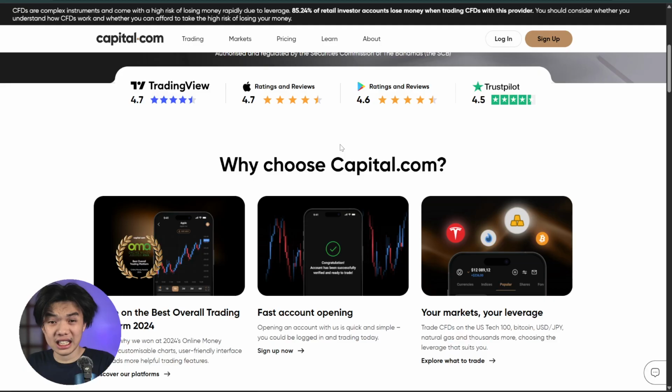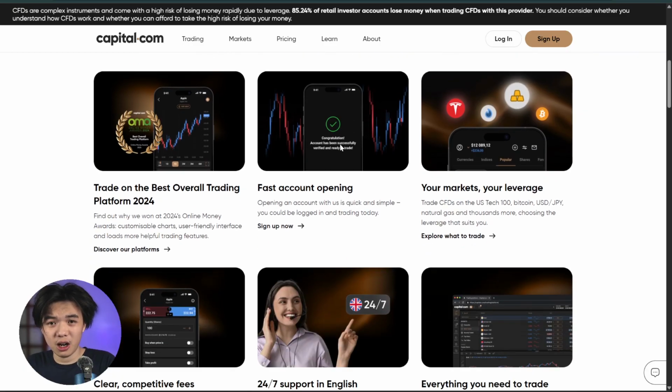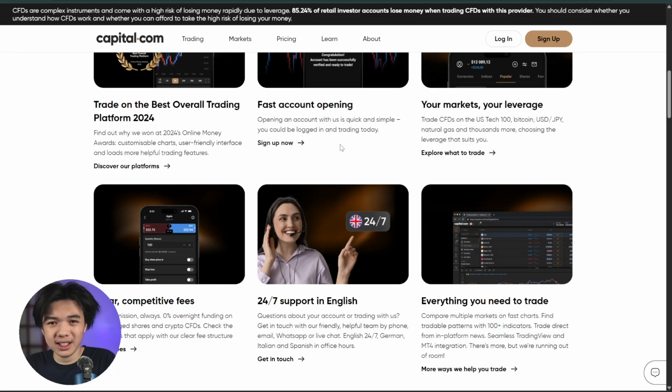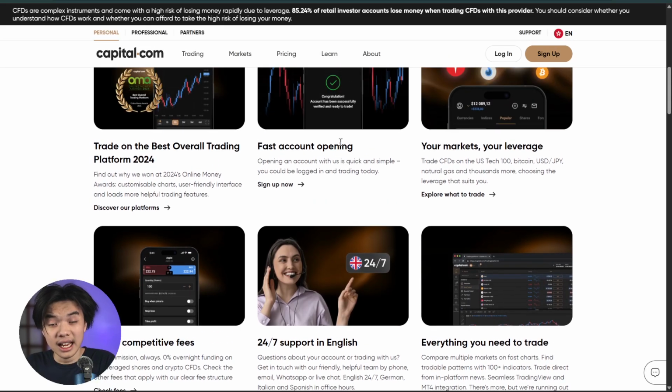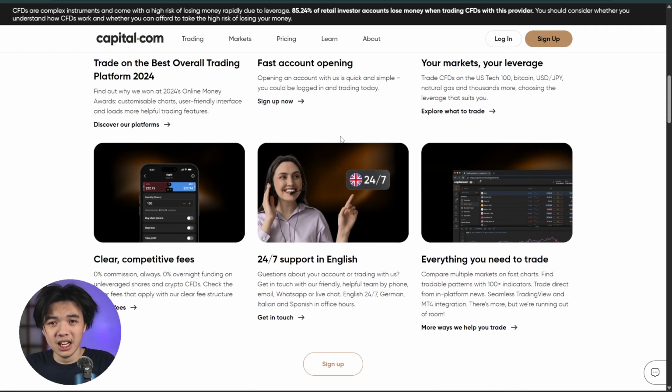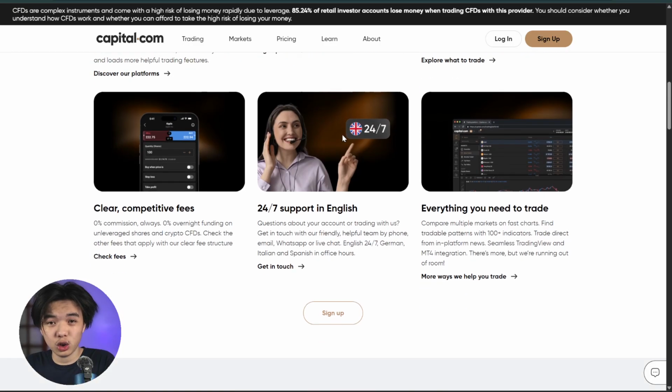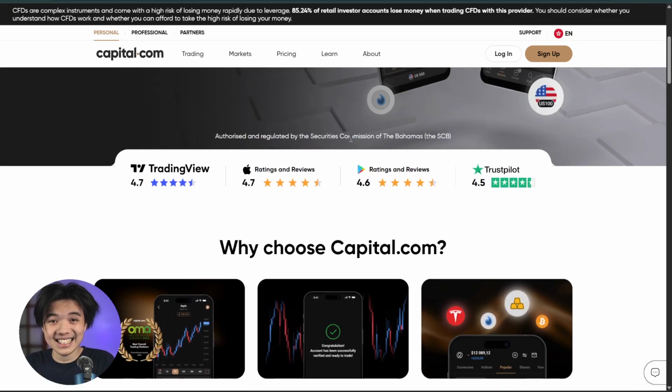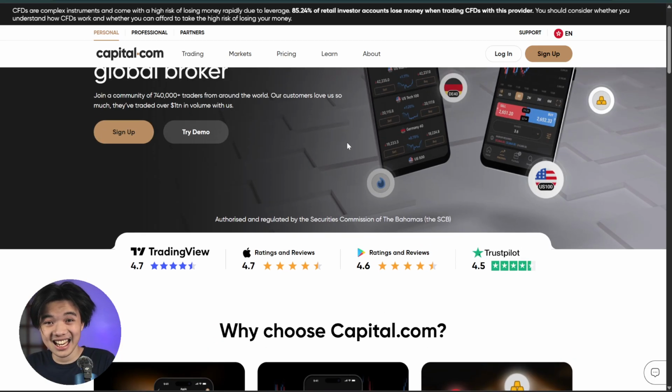So let's go over the key pros. It's fast, easy onboarding. The sign up is simple and just takes a few minutes. There's a wide range of markets, over 3,000 instruments across categories. There's the integrated learning hub, which is great if you're still building trading confidence, and responsive customer support, with 24/7 live chat available. And there's also strong regulation. Capital.com is licensed and regulated in multiple countries, including the FCA in the UK, and CySEC in Europe.